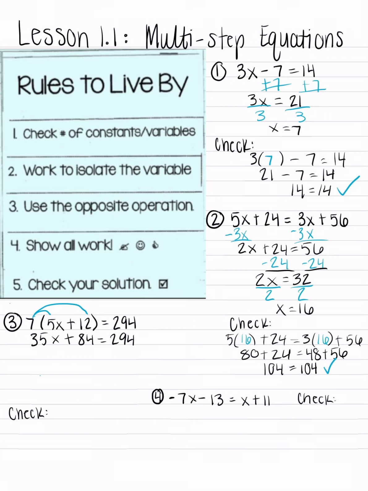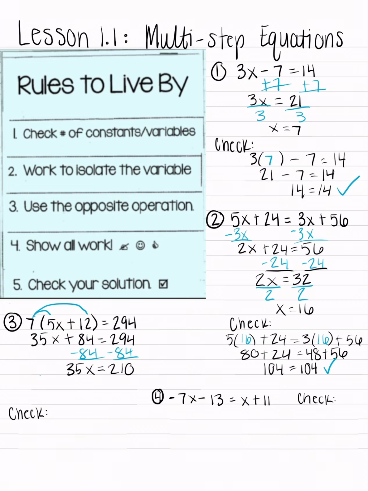Remember, we want to isolate the variable. So I'm going to get rid of the addition and subtraction first. So I have 35x equals 210. Sorry, I'm rewriting this. Okay, so 35x equals 210.